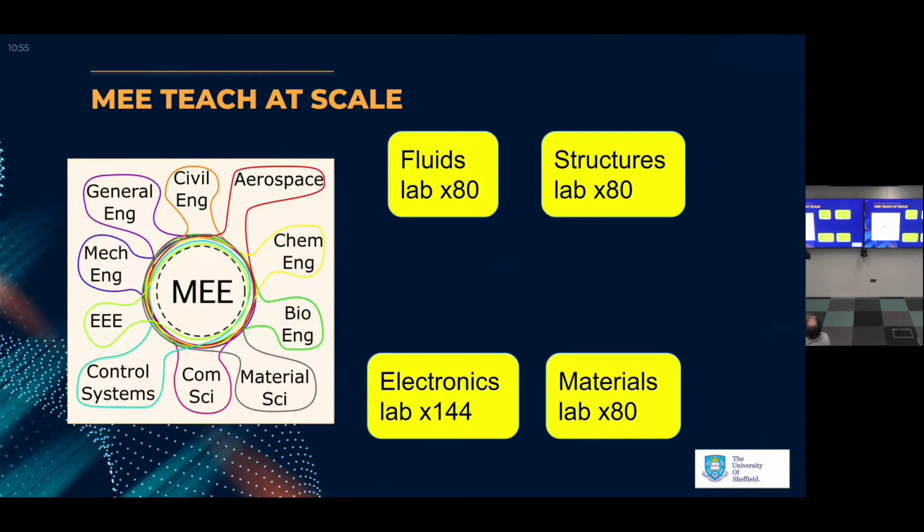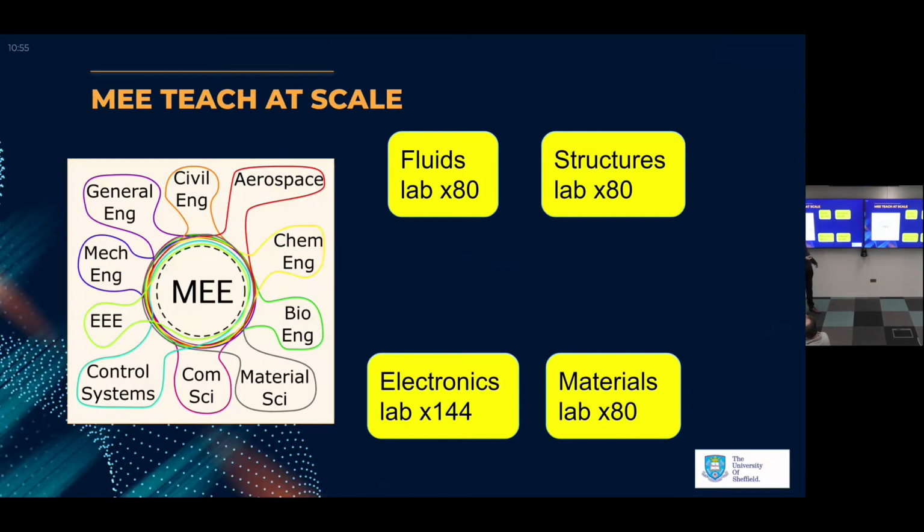Instead of having a lab for each of these departments, we would have a lab for each type of experiment. So maybe we could have a fluids lab with 80 seats in it, because we know it's got to cover all of these different departments. Structures lab, 80. Electronics lab, 144 seats. Materials lab times 80. So we can get to a larger scale because we've got all of these different students to service. So it's worthwhile making an investment in a bigger scale.